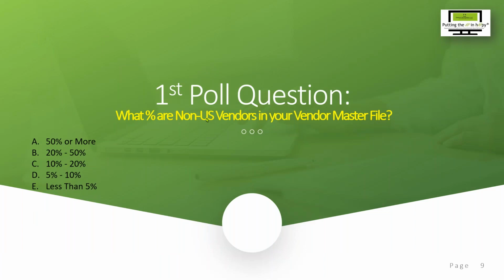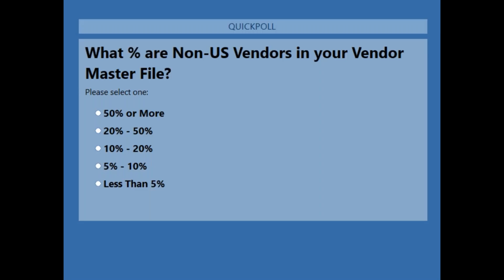Okay. So let's get to the first poll question. Let me go ahead and launch that. What percentage of non-US vendors are in your vendor master file? Less than 5%, 5% to 10%, 10% to 20%, 20% to 50%, or 50% or more.